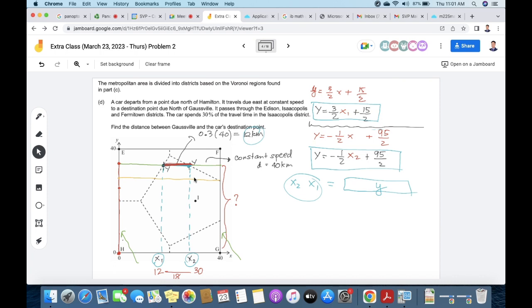In other words, if we know that this is 12 kilometers, we can just say that 12 kilometers, let me erase this part here, is equal to, just like 18 here, x sub 2 minus x sub 1, because 2 is farther than 1. So this is now the equation that we can get. Do you follow?